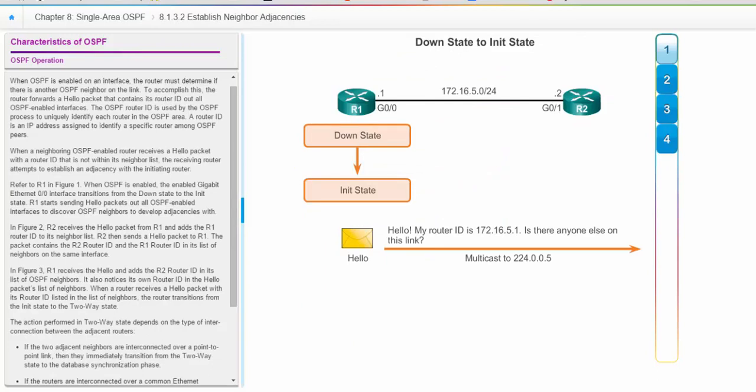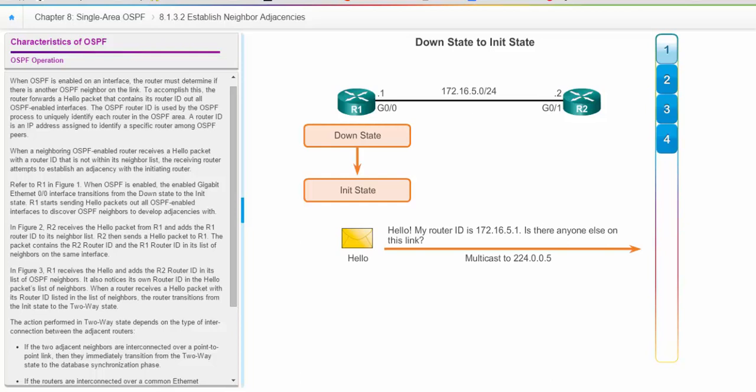Okay, when OSPF is enabled on an interface, so you're using the OSPF protocol, the router must determine if there is another OSPF neighbor on the link. And to accomplish this, the router forwards your hello packet, and it's the OSPF hello packet that contains the router ID out all OSPF enabled interfaces. So you enable OSPF per interface.